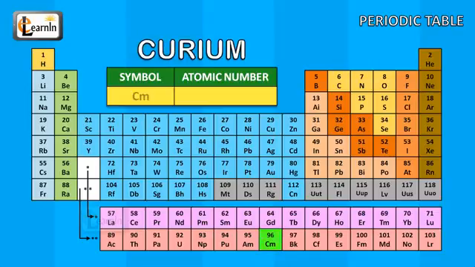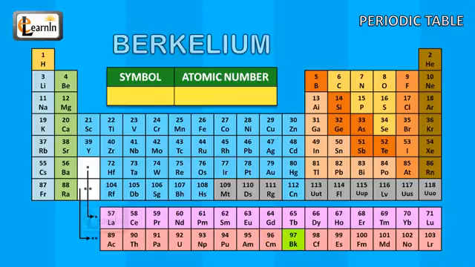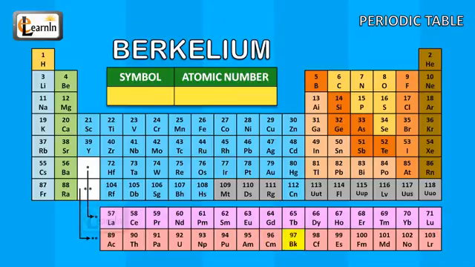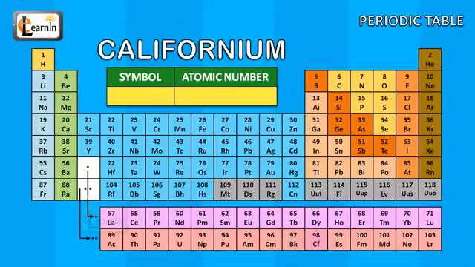The element curium is represented as Cm and has an atomic number of 96. The element berkelium is represented as Bk and has an atomic number of 97. The element californium is represented as Cf and has an atomic number of 98.